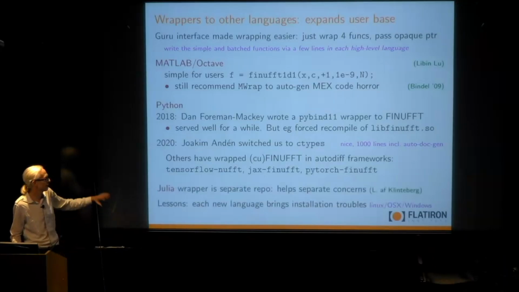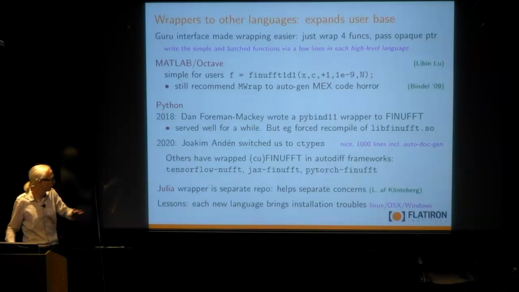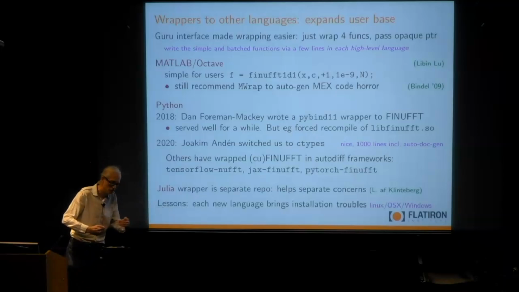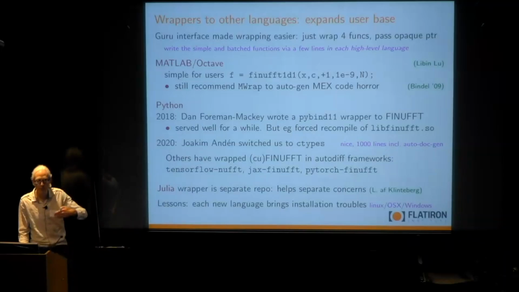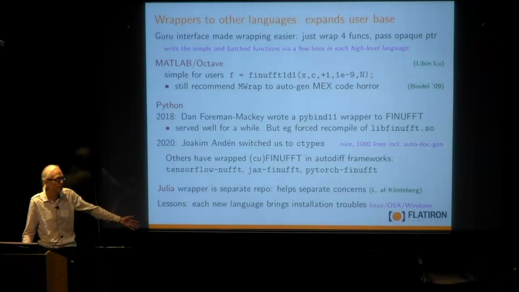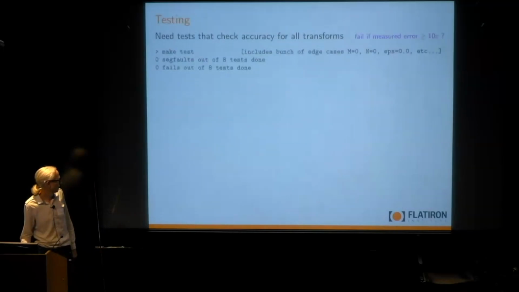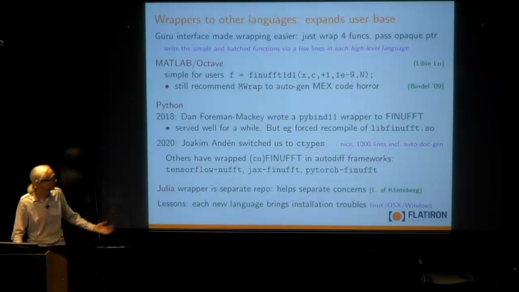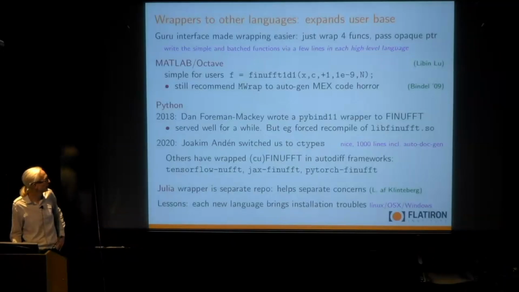Okay, Julia sits in a separate repo. That's great. Separating concerns is good. The lesson, though, is that every language you try and support brings installation troubles throughout time as languages change and versions change. And then there's 3 operating systems. If anyone's tried to work with MATLAB on a Mac, you'll know what I'm talking about. So I don't know how to solve that. And I hope that one of these talks will get us to think about these things.